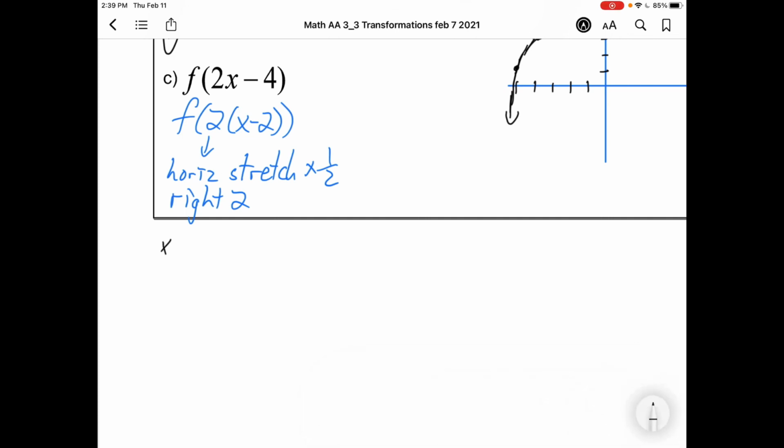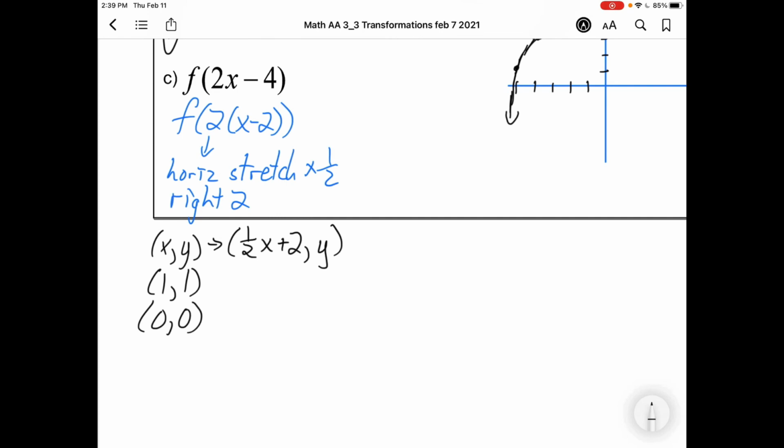So any point xy is going to be transformed by timesing the x by 1/2 and adding 2. Nothing's going to happen to the y because there are no vertical transformations. I'll do that to a few key points, and it will give me a good version of the graph. So 1/2 plus 2 is 2.5, 1. 0 plus 2 is 2, 0. And negative 1/2 plus 2 is 1.5, negative 1.